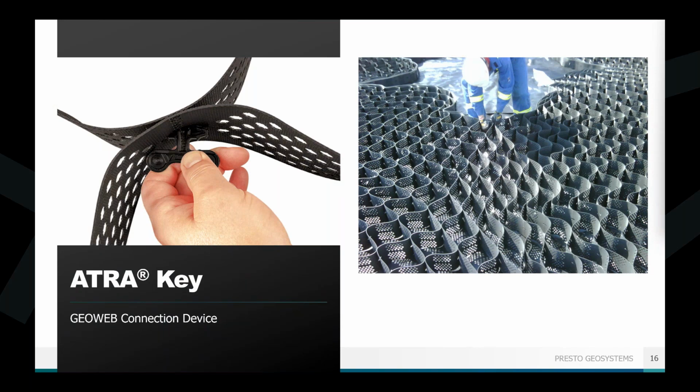Their specific engineering values guarantee the system's durability over time, avoiding the corrosion that you would see with things like metal staples or the failure of underperforming cable tie systems. And here you can see what that Atra key looks like as it's going in. It's connecting all of those webs together to cover your entire project area.